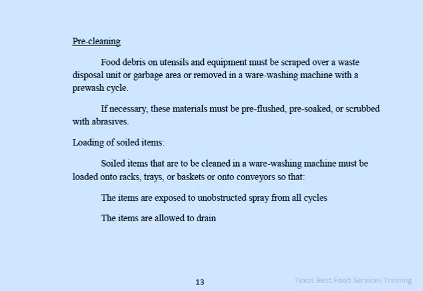Pre-cleaning. Food debris on utensils and equipment must be scraped over a waste disposal unit or garbage area, or removed in a warewashing machine with a pre-wash cycle. If necessary, these materials must be pre-flushed, pre-soaked, or scrubbed with abrasives. Loading of soiled items. Soiled items that are to be cleaned in a warewashing machine must be loaded onto racks, trays, or baskets, or onto conveyors, so that the items are exposed to unobstructed spray from all cycles, and the items are allowed to drain.